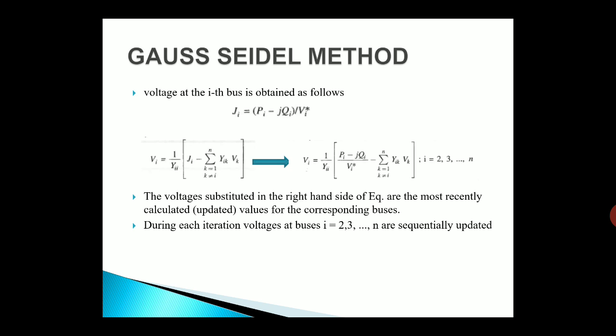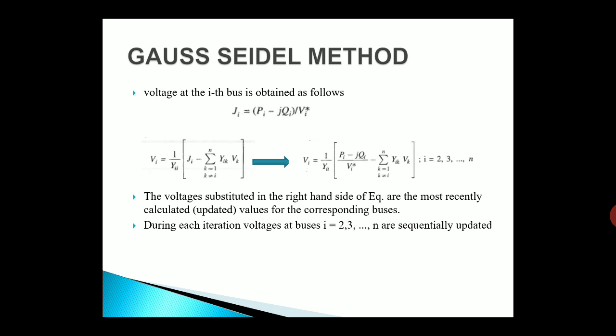Now if you go to the second equation, Vi equals 1 by Yii times Ii minus the sum of Yik into Vk. This is again obtained from the previous equation where we talked about the primitive networks. Here we can replace Ii by Pi minus jQi divided by Vi star. So the equation is Vi equals 1 by Yii times Pi minus jQi by Vi star minus the sum of Yik into Vk. This is actually what you are going to solve for the Gauss-Seidel analysis.